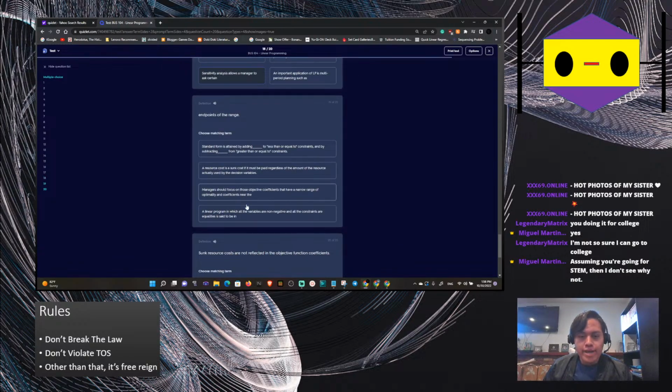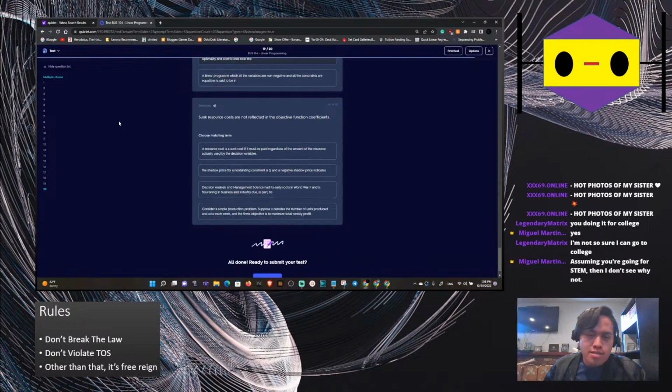The endpoints of a range. So managers should focus on those objective coefficients that have a narrow range of optimality and coefficients near the endpoints of the range. Good? Sunk resource costs are not reflective of the objective function coefficients. That is, a resource cost is sunk if it must be paid regardless of the amount.